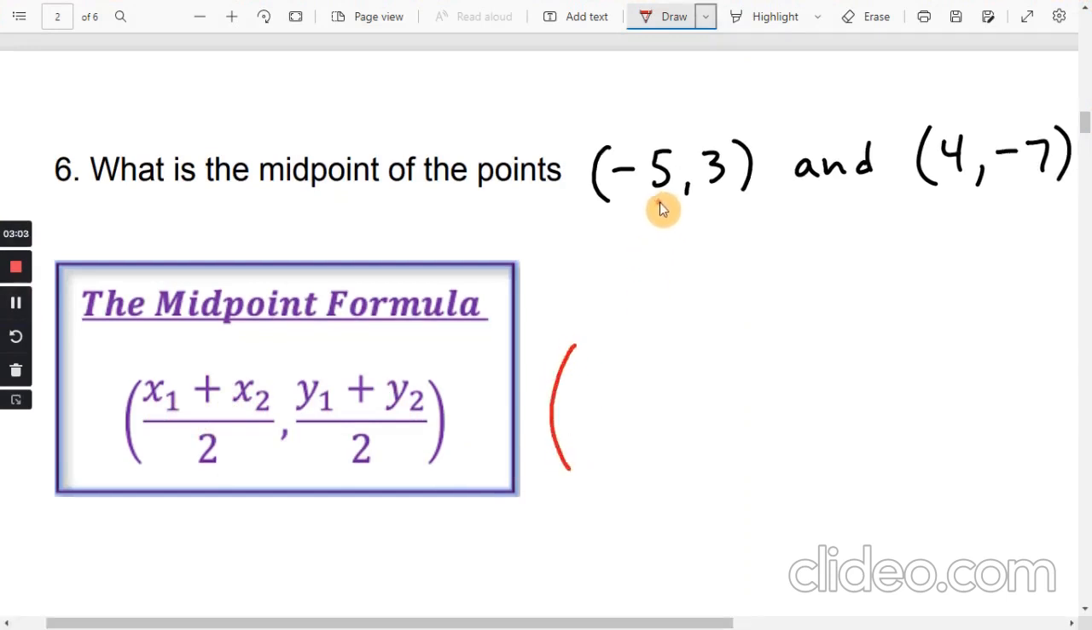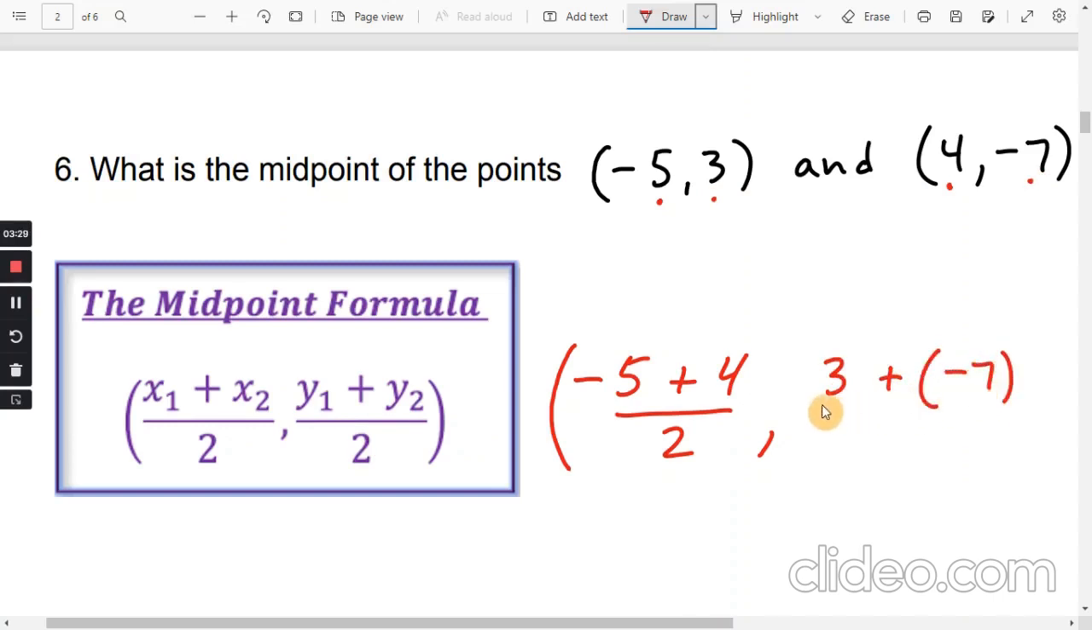Okay, we have negative 5 plus 4, right? You add the x's and divide by 2. Negative 5 plus 4 divided by 2. And then comma, and then do the y's. Add them and divide by 2. We have 3 plus negative 7 divided by 2.